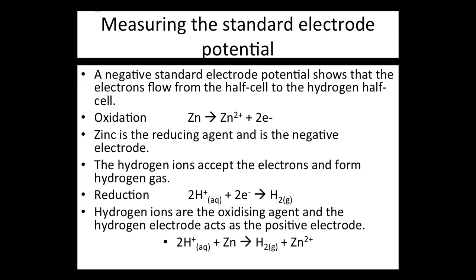This next slide gives you further details about this cell. A negative standard electrode potential shows that the electrons flow from this half cell to the hydrogen half cell. In this case, they flow from the zinc electrode, where the oxidation reaction occurs, with zinc atoms turning into zinc ions and losing electrons, to the hydrogen electrode, where hydrogen ions gain electrons and form hydrogen gas, according to the equations shown on the slide.